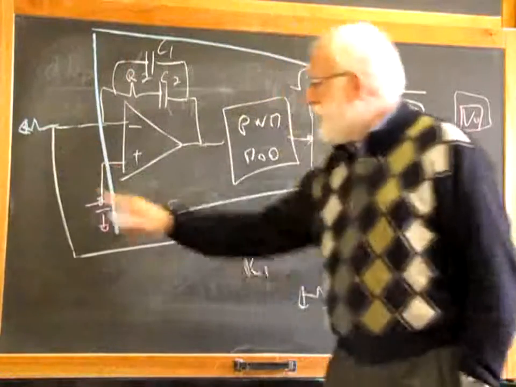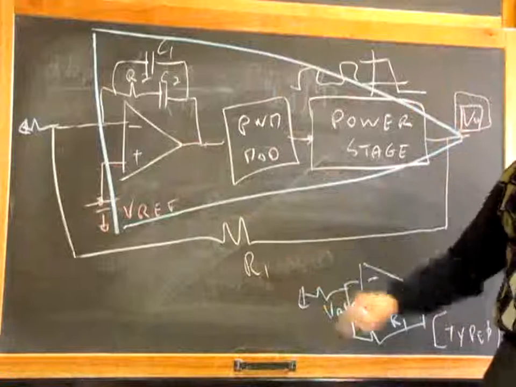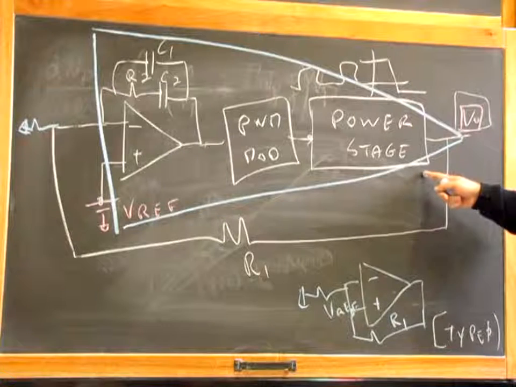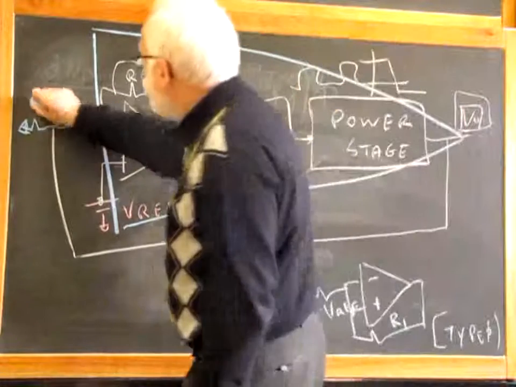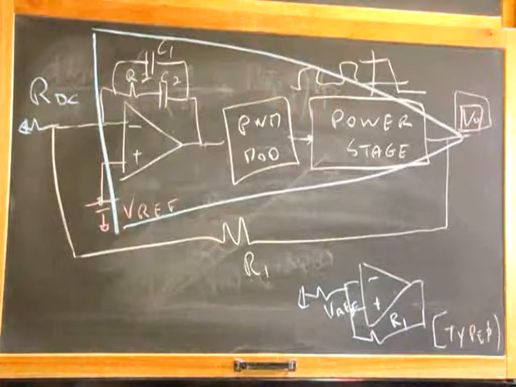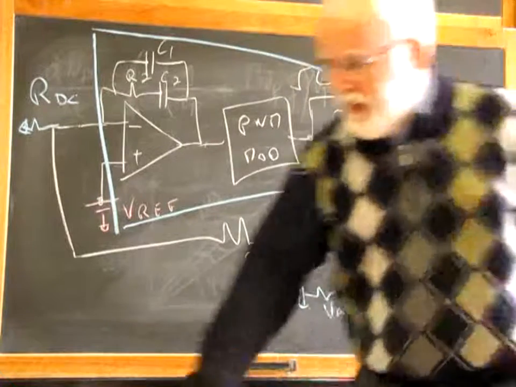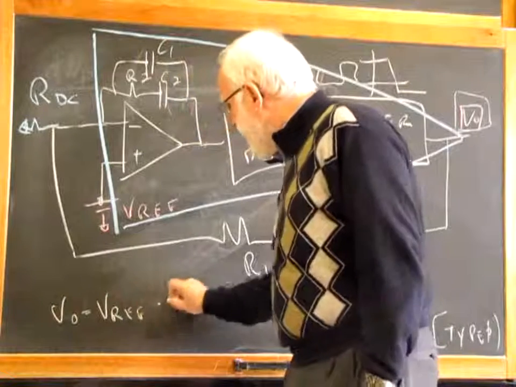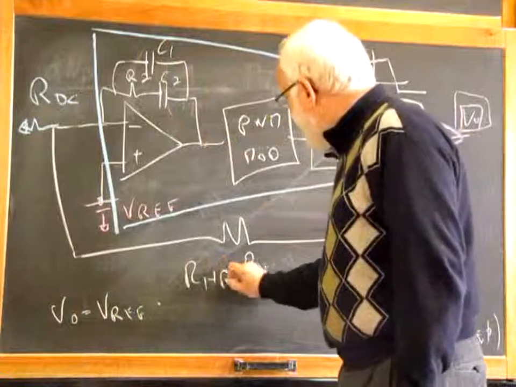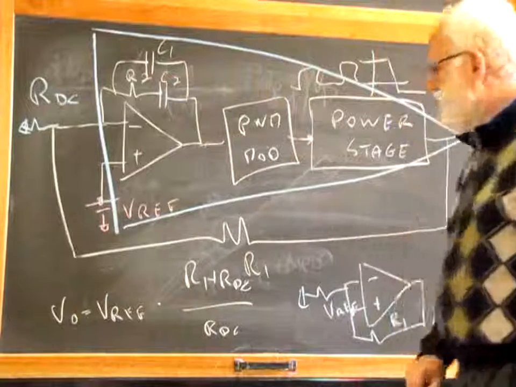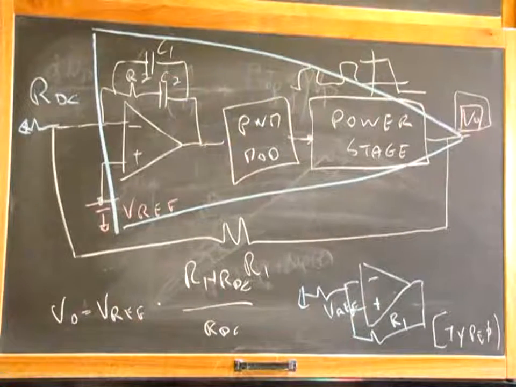These resistors together, with R1, determine the DC gain of this circuit. This is called RDC because it's used only to set the DC gain. And if I add this RDC, I get that V0, the output voltage, equals the reference voltage, VREF, times R1 plus RDC, divided by RDC. That is a standard non-inverting gain for an op-amp system. Okay?